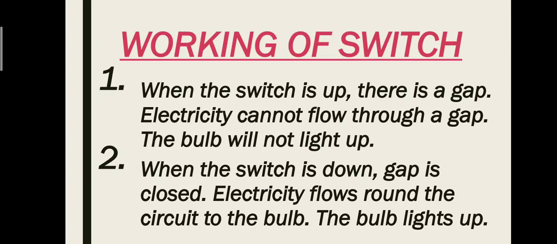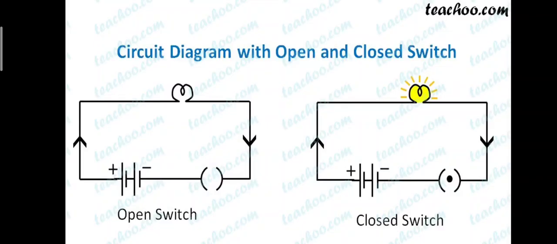Now I am going to show you the diagram. This is a circuit diagram with open and closed switch. As you can see, on the left hand side there is an open switch, and on the right hand side there is a closed switch. In an open switch the bulb is not lighting up, but on the other hand in a closed switch the bulb is lighting up. Remember that the open switch is represented by a bracket only, and the closed switch is represented by a dot in a bracket. Now this is all for switch.